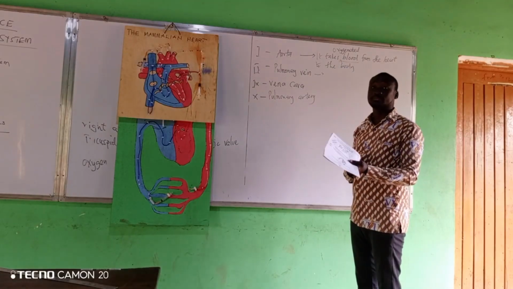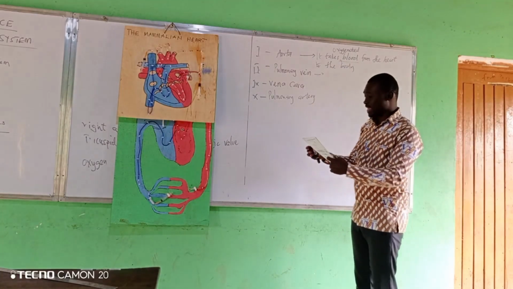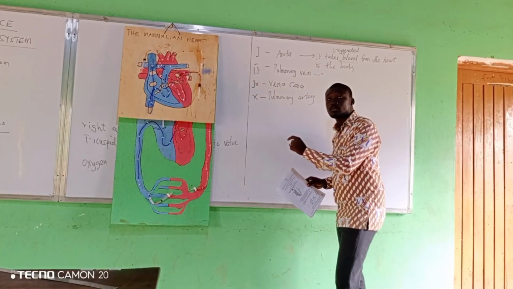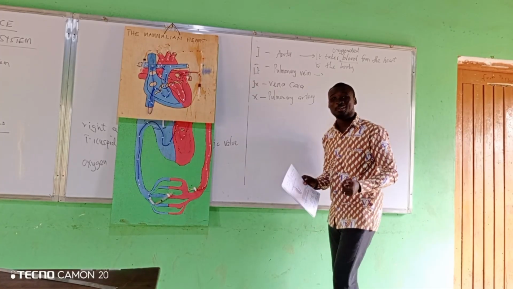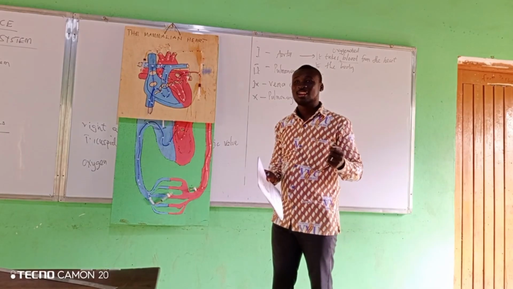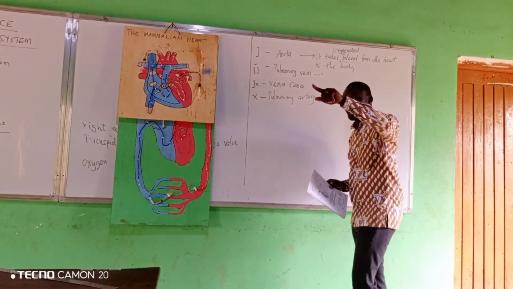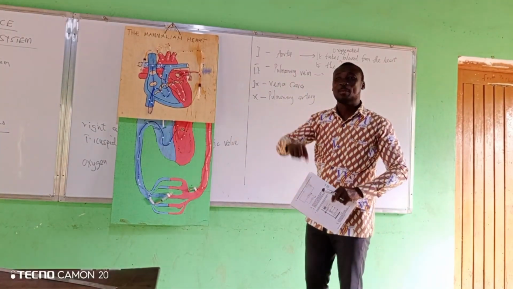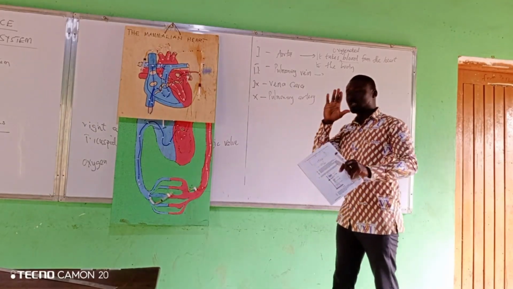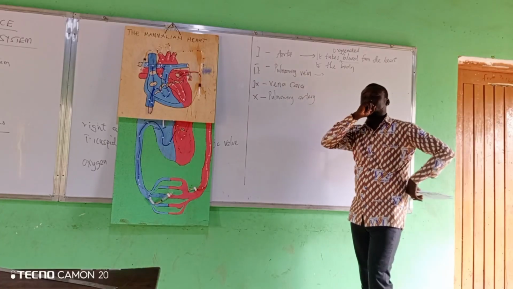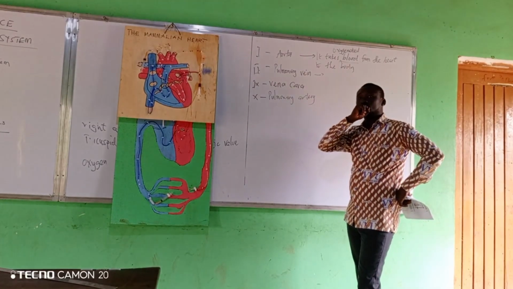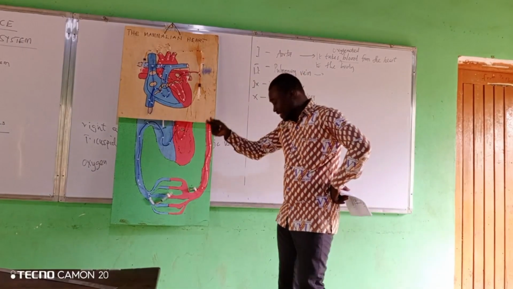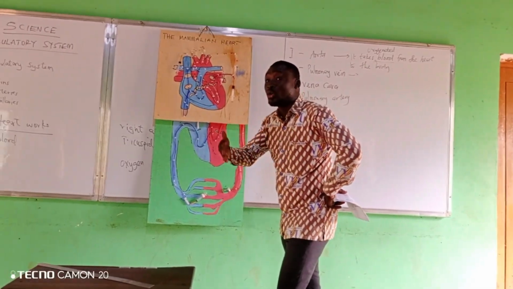Then the pulmonary vein. That's the pulmonary vein. It takes blood from the lungs. What type of blood? Correct. So it takes oxygenated blood from the lungs to the heart.